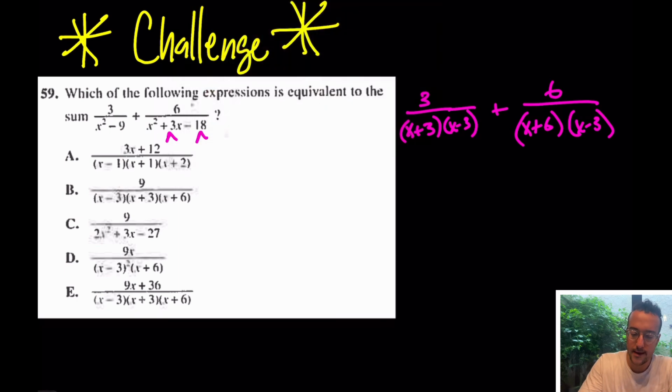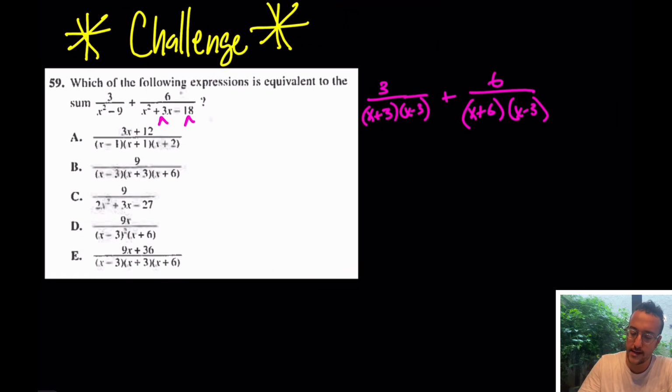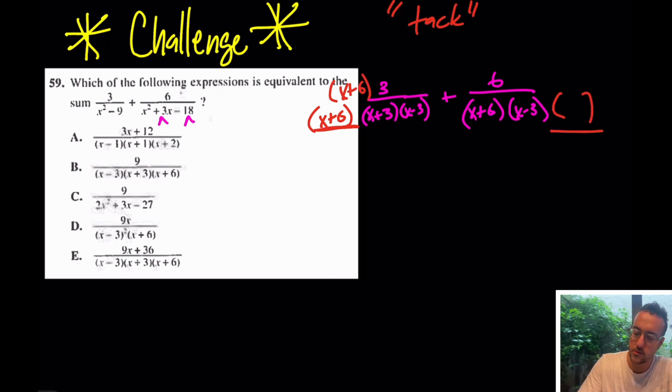From here, go back to that same skill we talked about already. I said, what is each one missing? What do we need to tack? Again, the word is tack. What do we need to tack onto each of these? Well, I recognize that this one is missing a what? It's missing an x plus 6, an x plus 6. What about this one? What is this one missing? I think it's an x plus 3, an x plus 3.